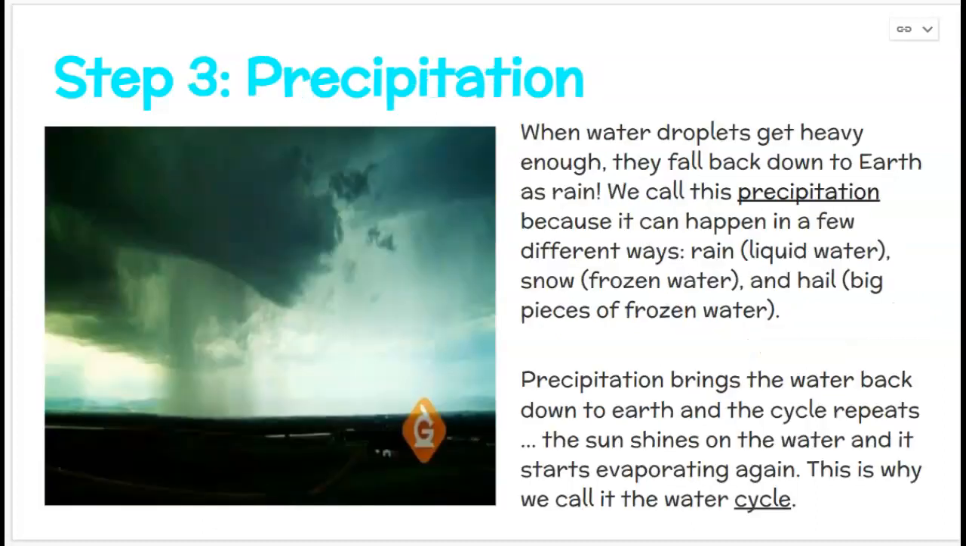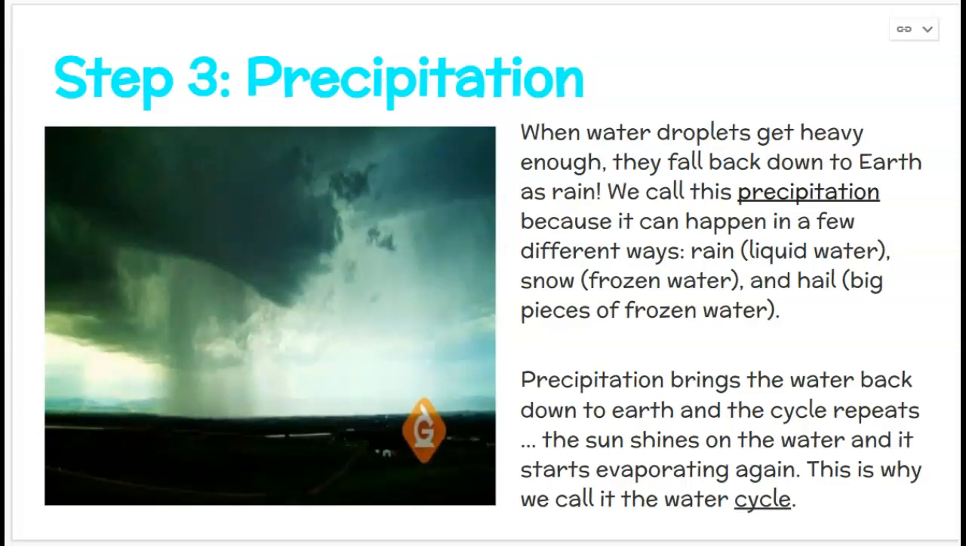The third step in the water cycle is precipitation. When water droplets get heavy enough, they fall back down to Earth as rain. We call this precipitation because it can happen in a few different ways: rain, liquid water; snow, frozen water; and hail, big pieces of frozen water. Precipitation brings the water back down to Earth, and the cycle repeats.